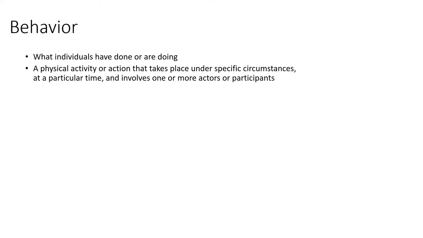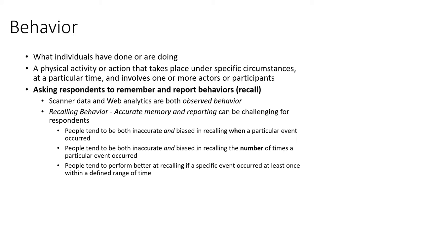Finally, we have the type of primary data that all of the other types of primary data are trying to help us understand, consumer behavior. Behavior is simply what individuals have done or are doing. It's a physical activity or action that takes place under specific circumstances at a particular time and involves one or more actors. Oftentimes, we don't directly observe someone's behavior. Instead, we ask respondents to recall those behaviors and report them to us.